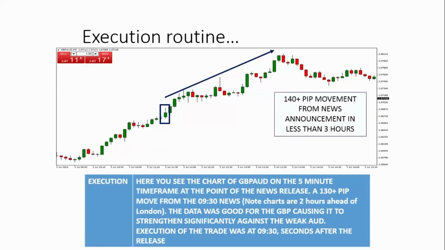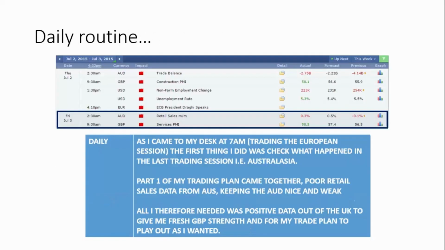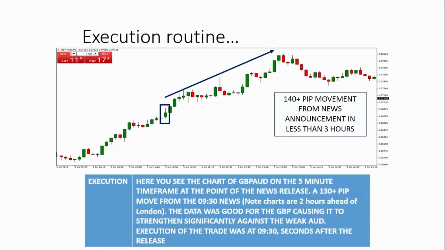And then when the 9:30 news came, it was all about getting into that trade as efficiently as possible. As you can see here, this is the chart of the pound Aussie on the 5-minute time frame at the point of the news release. When that news came out, it was good for the pound, as we can see on the previous slide. So if we just go back a couple of slides, as you can see, it did come out at 58.5 versus an expected 57.4. It came out much better than expected.